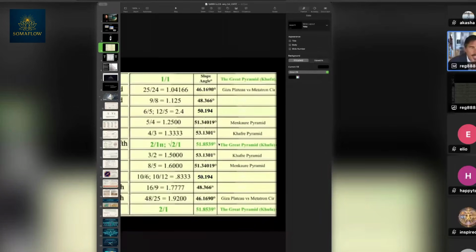And from that, you can figure out that there must be 2 pyramids missing, because each other pyramid is representing 2 of the musical intervals. So they're inverse relationships. The 5/4 and the 8/5 is the Menkaure pyramid. The Khafre pyramid is 4/3 and 3/2. But then you start noticing a pattern: 5/4, 4/3, 3/2, and 2/1 pi.